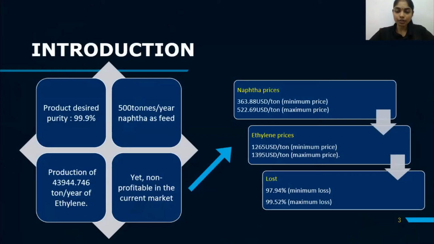Let me introduce our project. Our project is to produce 99.9% purity of ethylene from naphtha, which is fed at 500 ton per year. However, our production has become 43,944 ton per year of ethylene. Yet, this is non-profitable in the current market due to the price of naphtha and ethylene. We faced a big loss, which is 99.52 maximum loss and 97.94 minimum loss.